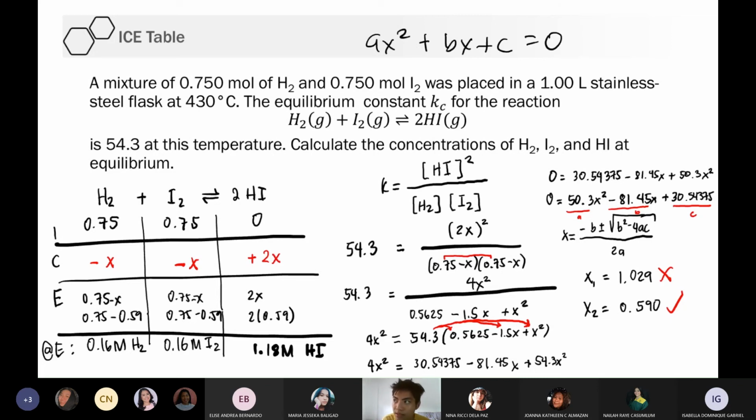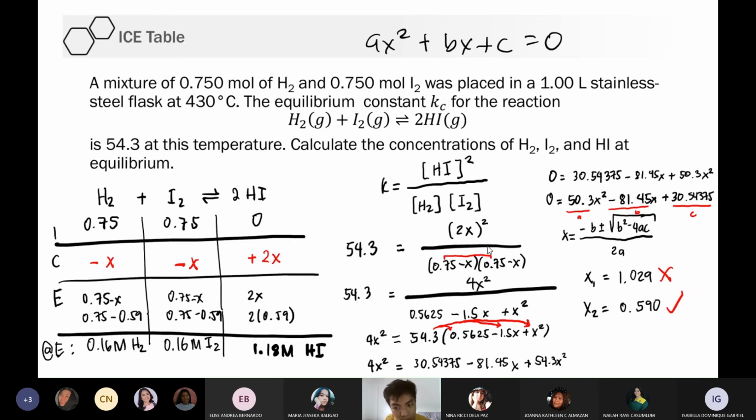Still the same process. Nandiyan sa problem yon. Pag wala, edi zero. Then, you determine where the reaction is going, to the left, to the right. And then, you solve for the equilibrium constant. You plug in the E's. You solve for X.